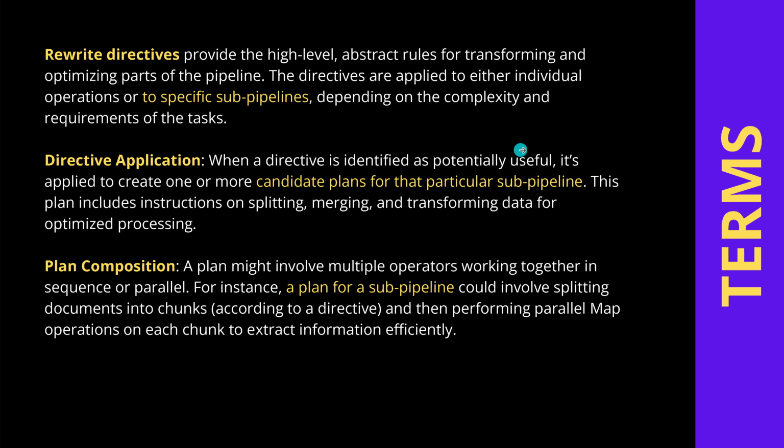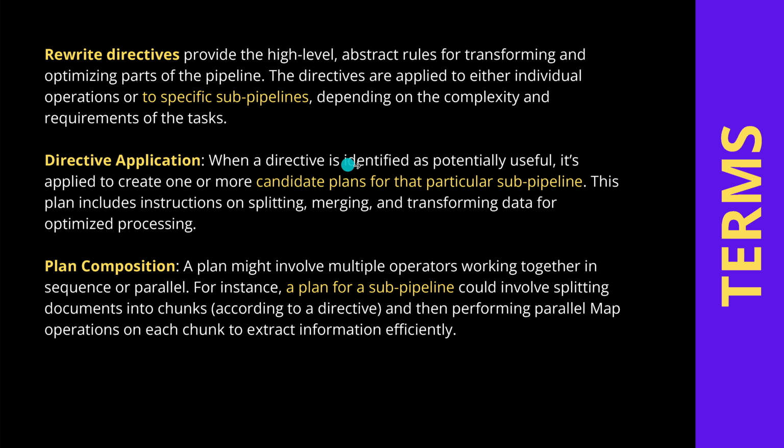When a directive is identified as potentially useful, it's applied to create one or more candidate plans for that particular pipeline or sub-pipeline, depending on the level that you operate. So the plan includes the instruction on splitting, merging, transforming data for optimized processing. And a plan, as I showed you, might involve multiple operators working together in a linear sequence or whatever. There's also parallel mapping, and a plan for a sub-pipeline could involve splitting a document into chunks and then performing a parallel map operation on each chunk to extract the information effectively.